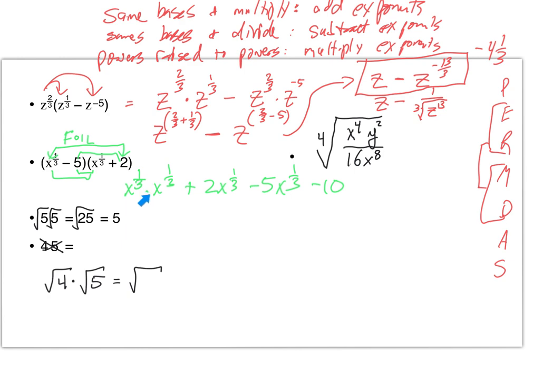I have same bases, and I'm multiplying, which means I can add exponents. X to the 1/3 plus 1/3 is 2/3. My middle terms are both x to the 1/3 power. Since they have the exact same variable, they can add or subtract. So I have 2 of them, and negative 5 of them, for a grand total of negative 3 x to the 1/3 minus 10.